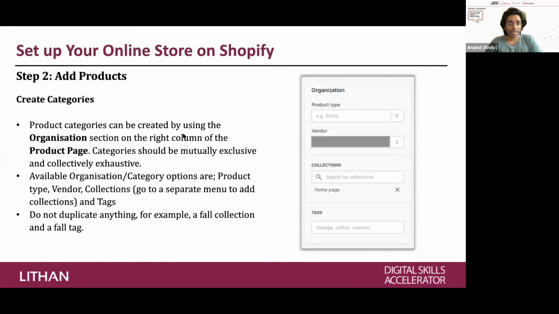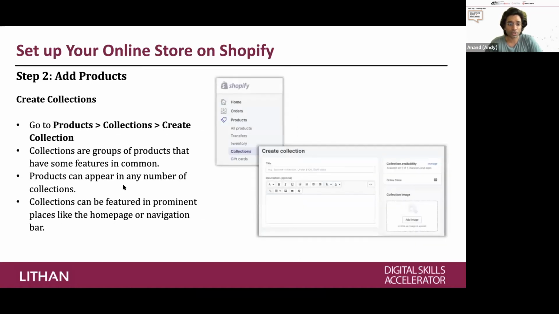Adding products, creating categories. Of course, you can create categories. Let's say if you've got dresses for summer, that's one category. Dresses, you've got tops, that's one category. Dresses, pants, that's one category. So a lot of things you can do in Shopify itself, guys.